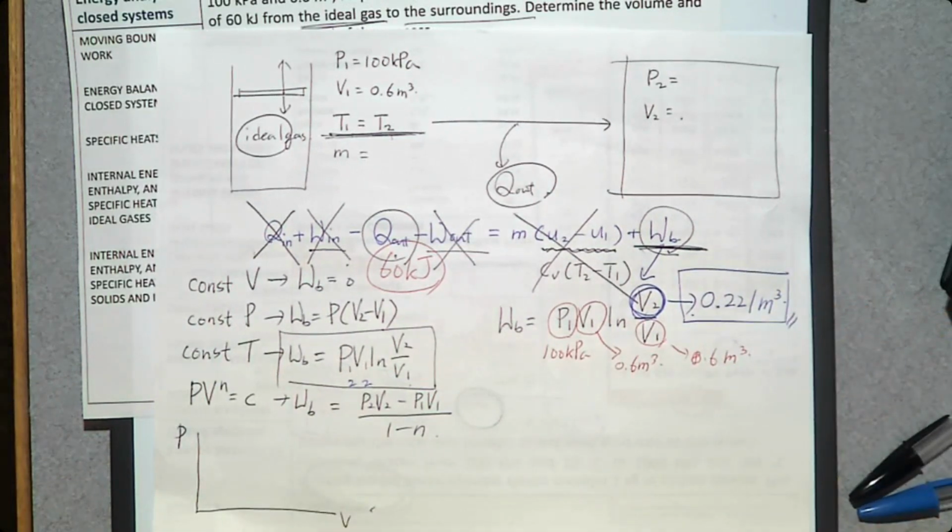So we have one equation. We know Q out is 60 kilojoules. WB is P1 V1 natural log of V2 over V1. We know P1 V1. So the only unknown in this energy balance equation is V2. Where is mass? Oh, this one? Yeah. T2 is the same as T1, so T2 minus T1 is 0. So this whole thing goes away.